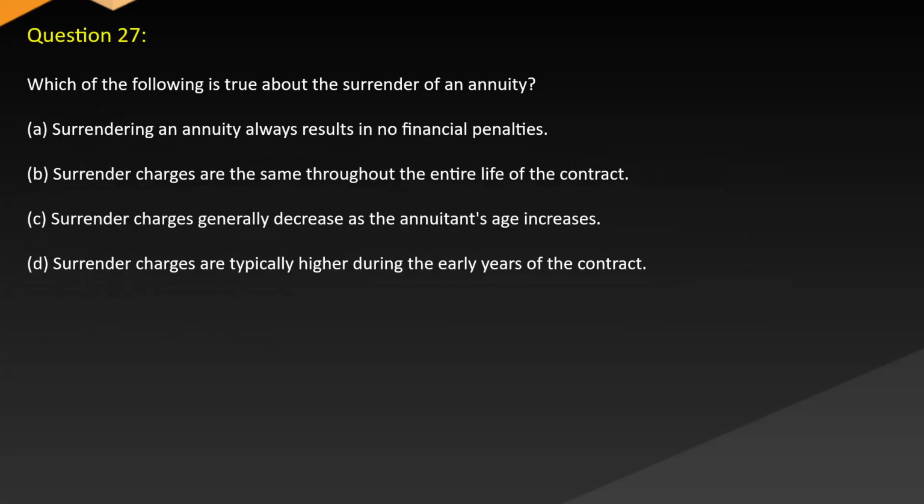Question 27. Which of the following is true about the surrender of an annuity? A. Surrendering an annuity always results in no financial penalties. B. Surrender charges are the same throughout the entire life of the contract. C. Surrender charges generally decrease as the annuitant's age increases. D. Surrender charges are typically higher during the early years of the contract.